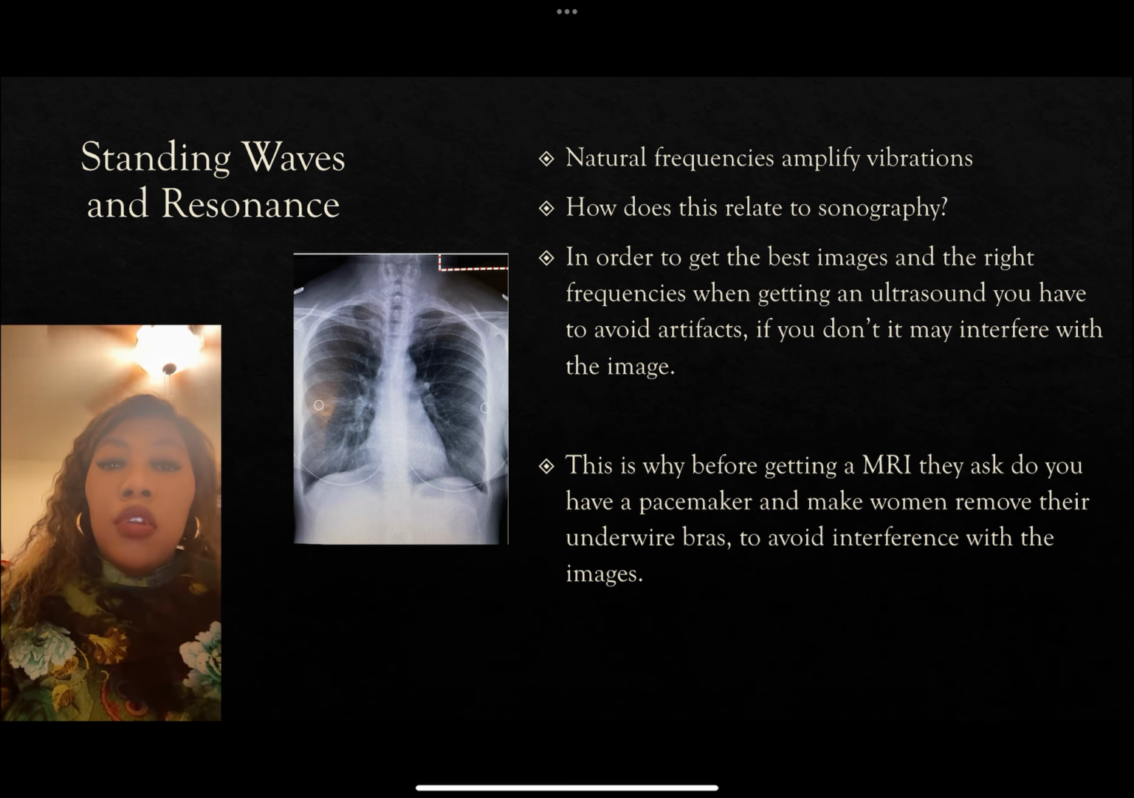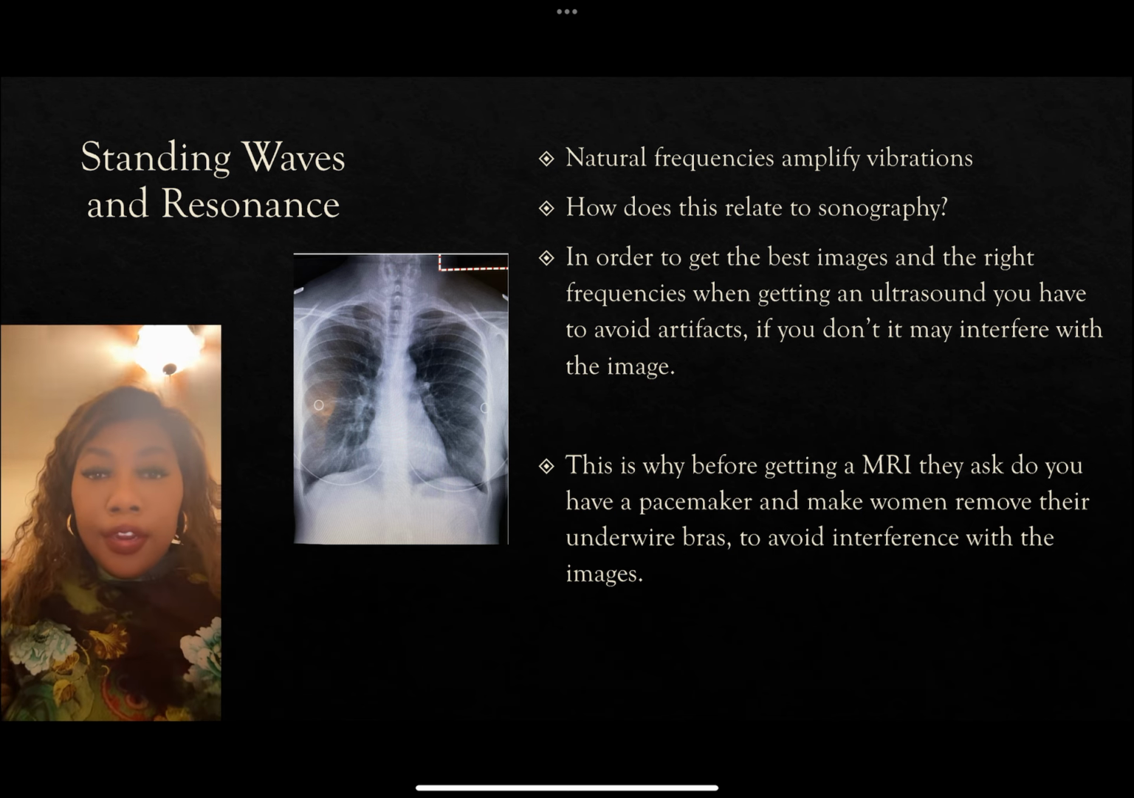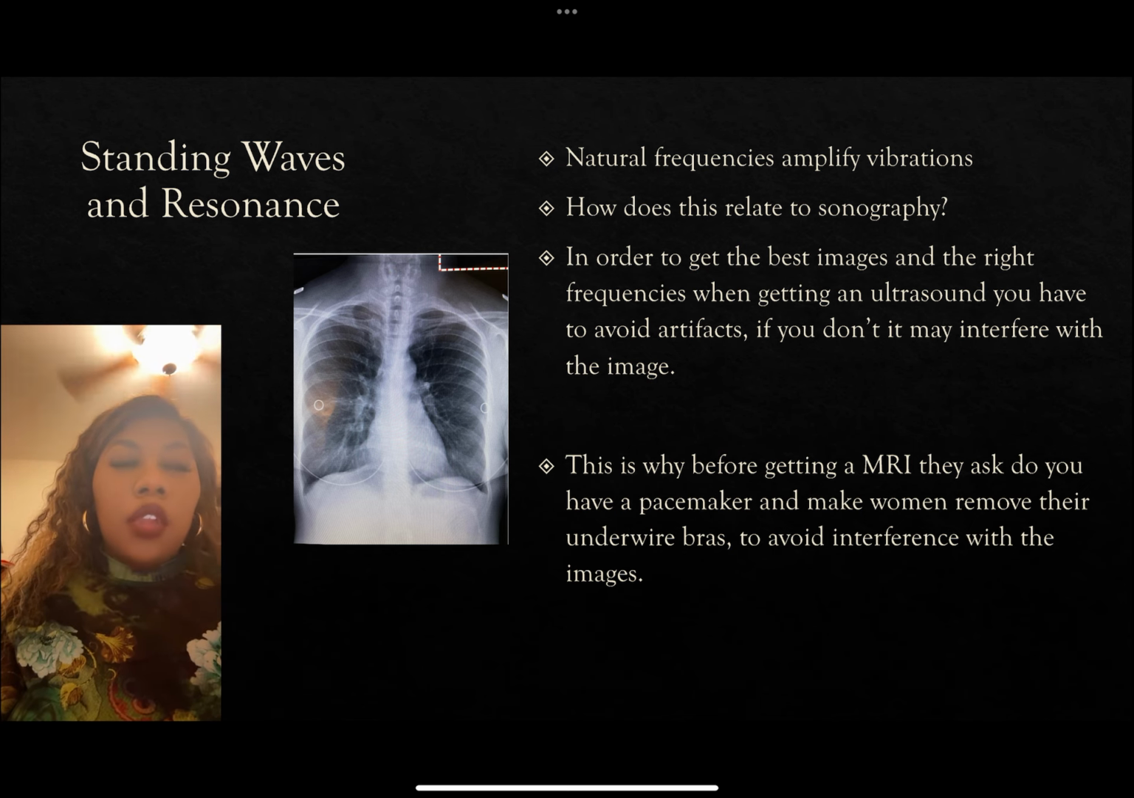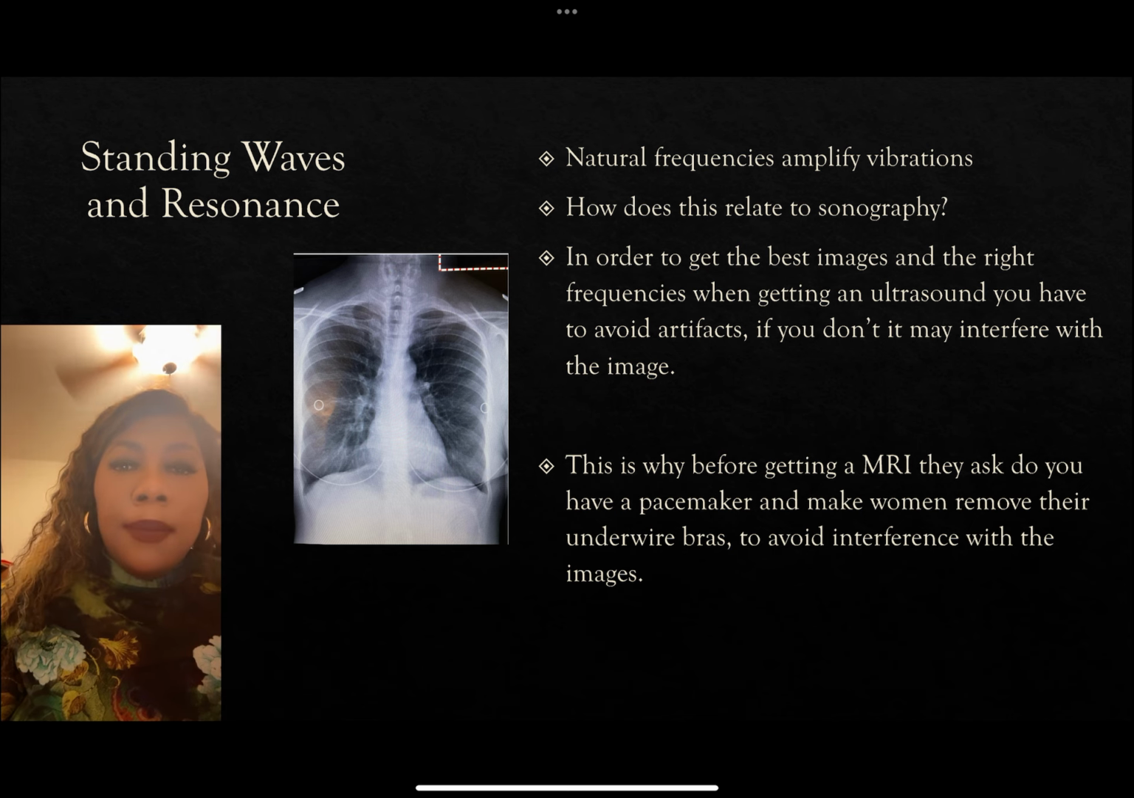That's why if you go to get an MRI and you're a woman, they'll ask, "Do you have underwire under your bra?" Another one they'll ask about as far as imaging is concerned is a belt. If you have a belt on, they'll say, "You need to take your belt off because it has metal in it." And this will all interfere with the vibrations, and it'll interfere with the image.